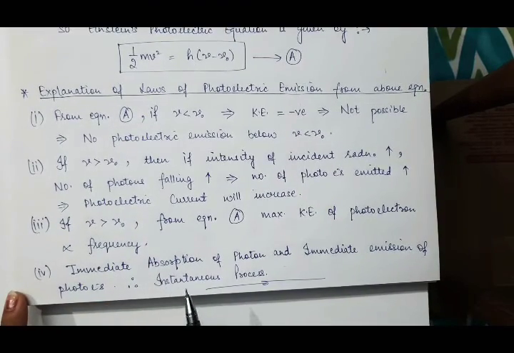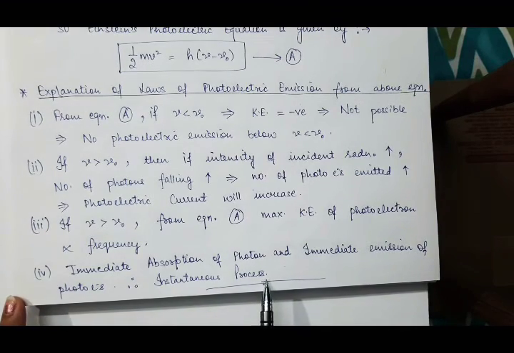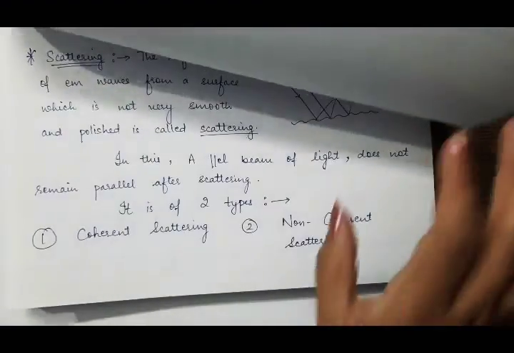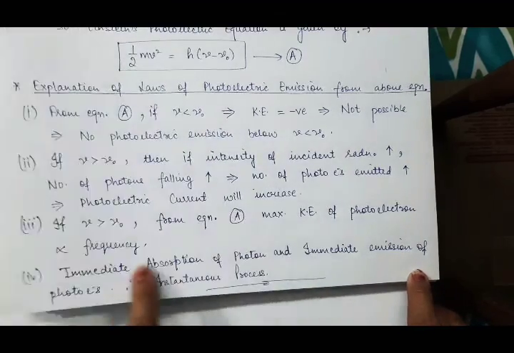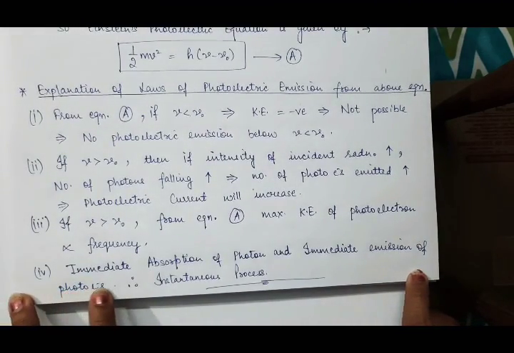And the fourth law is that as there is no time lag between the absorption of the photon and the emission of photoelectrons, it is known as an instantaneous process. So this was all about Einstein's photoelectric equation, which has successfully explained all the laws of photoelectric emission. In the next lecture, we'll discuss the Compton effect and Compton scattering. Thank you.